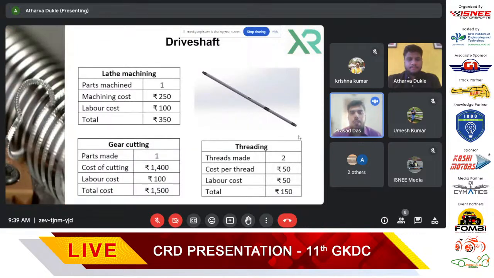The drive shaft is manufactured by us in-house. The processes that we have used are lathe machining, where we get the pipe to the desired length and diameter, and gear cutting. Gear cutting is basically the splines that we have cut on the shaft where the sprockets can be mounted for transmission of the power. Then threading at both ends of the drive shaft, where we attach the wheels, and along with that a lock nut is used so that the tires don't move out.